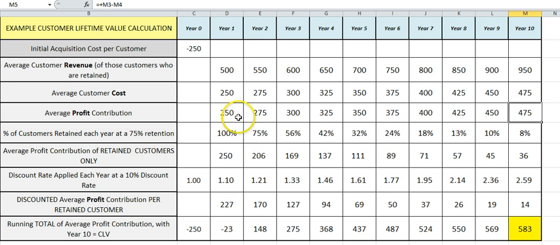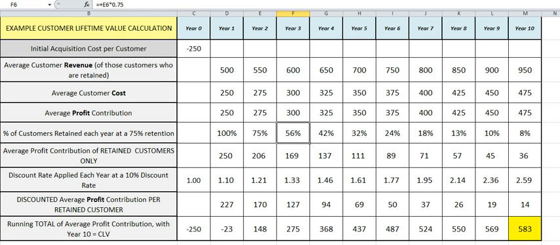Now that assumes we have a customer. In this case, we're looking at how many customers remain loyal, remain with the company or the brand for the following year. In this case, I've set it at 75%. So in the first year, we gain the new customer, so we have 100% of those. The second year, 75% of them remain loyal. In the third year, that drops to 56%.